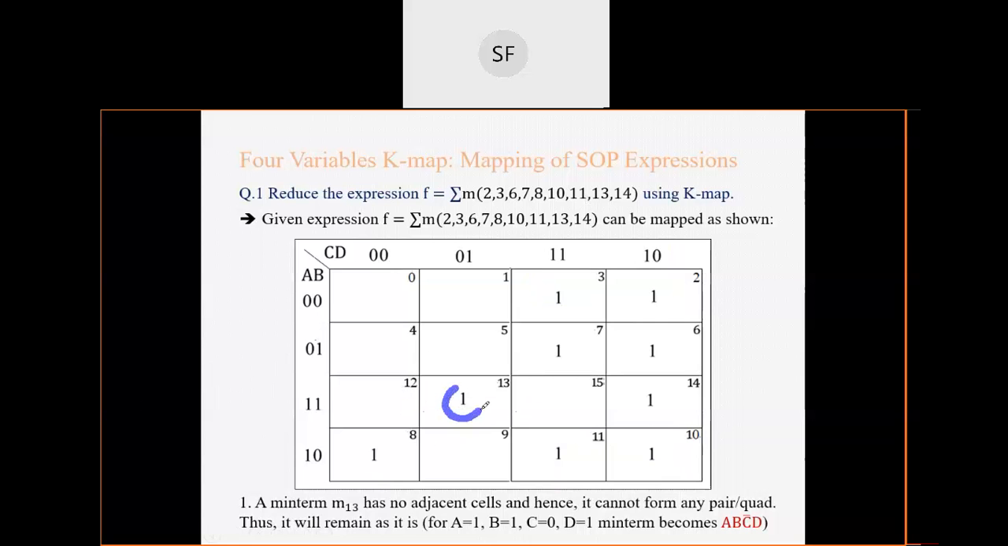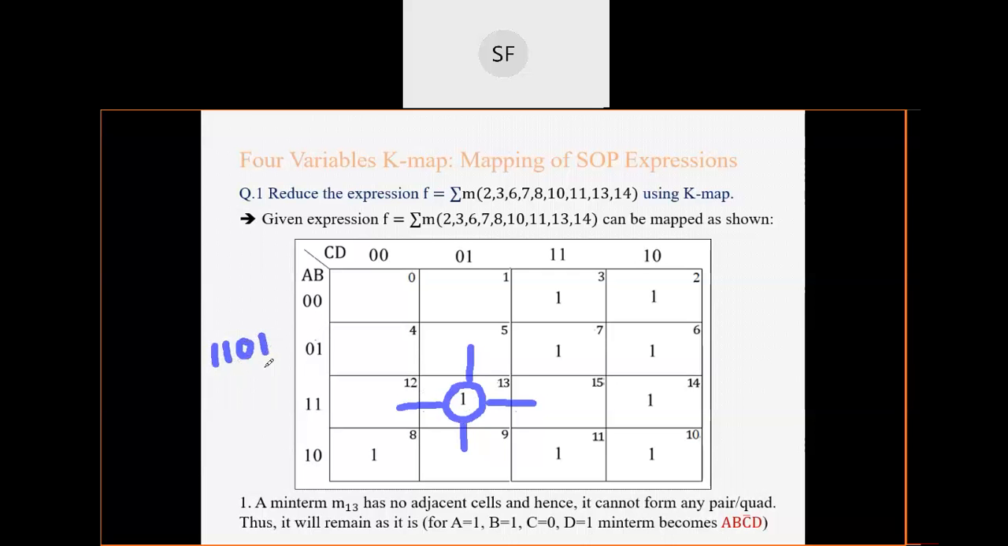So if you observe this one, it has no adjacent cells. You can observe that it has no adjacent cell at all, so you cannot do anything about it. So this minterm will be as it is. Okay, this minterm is nothing but 1 1 0 1, right?